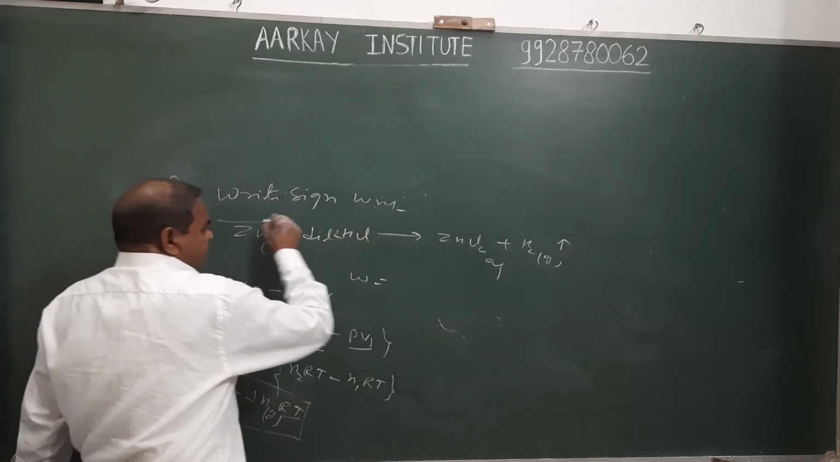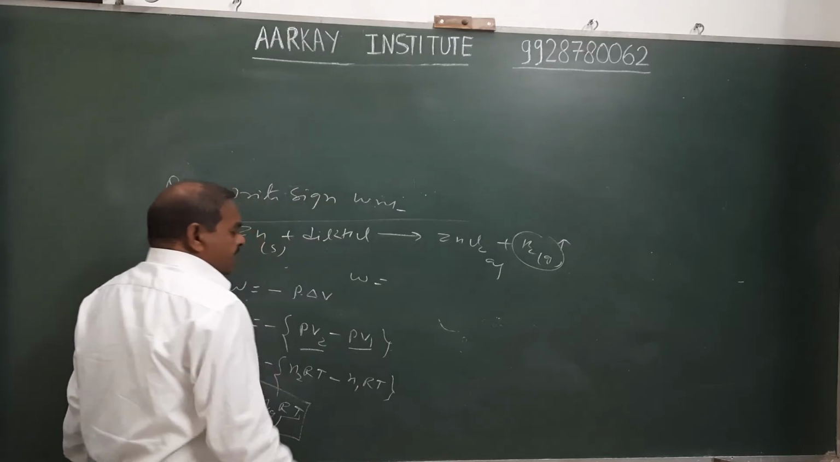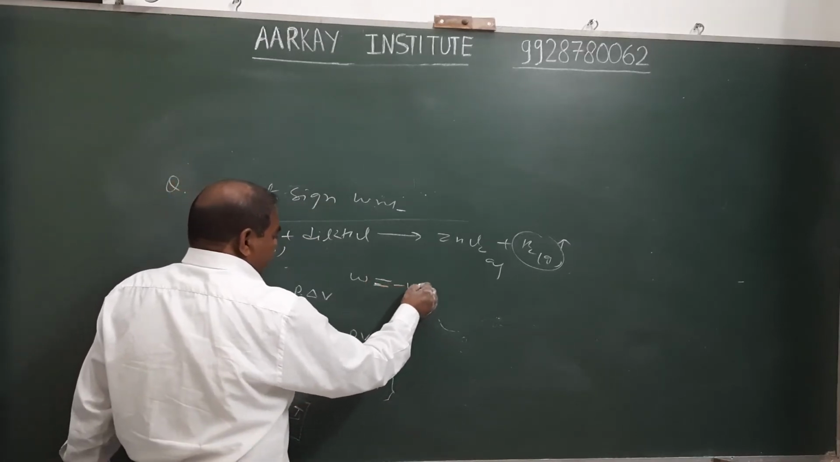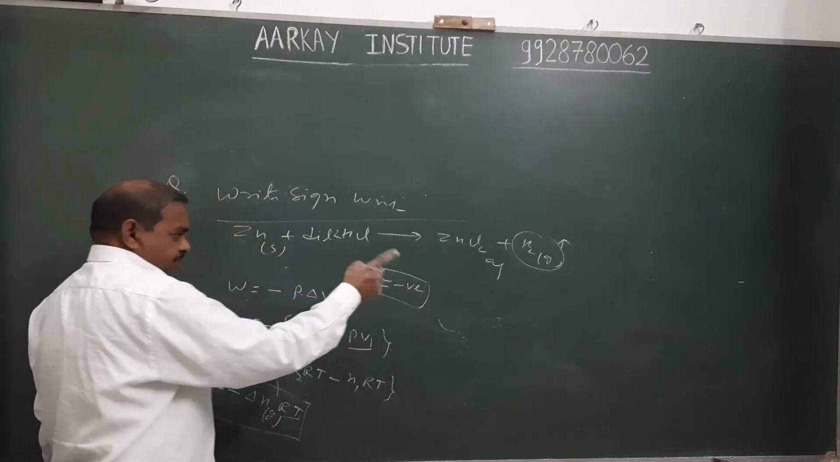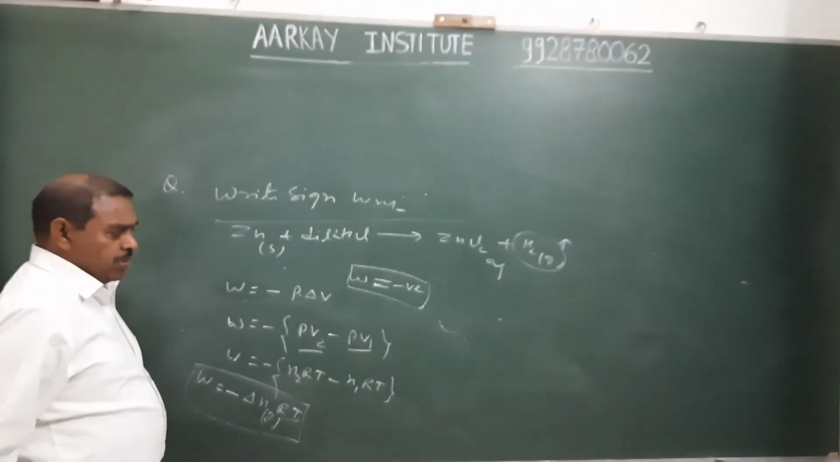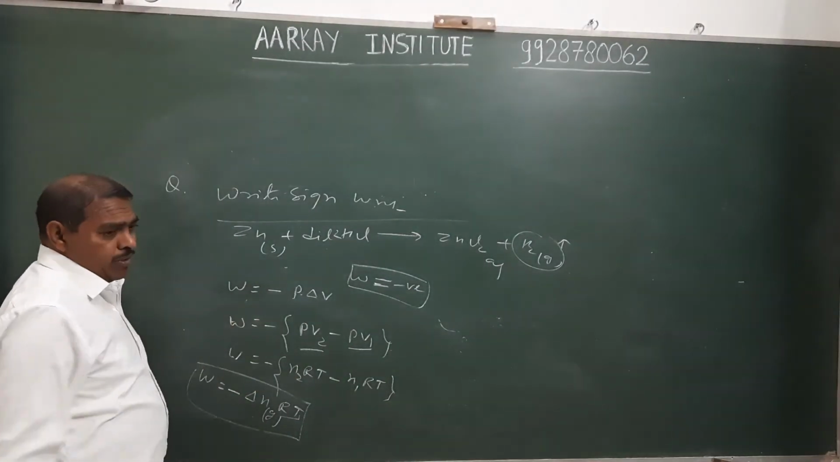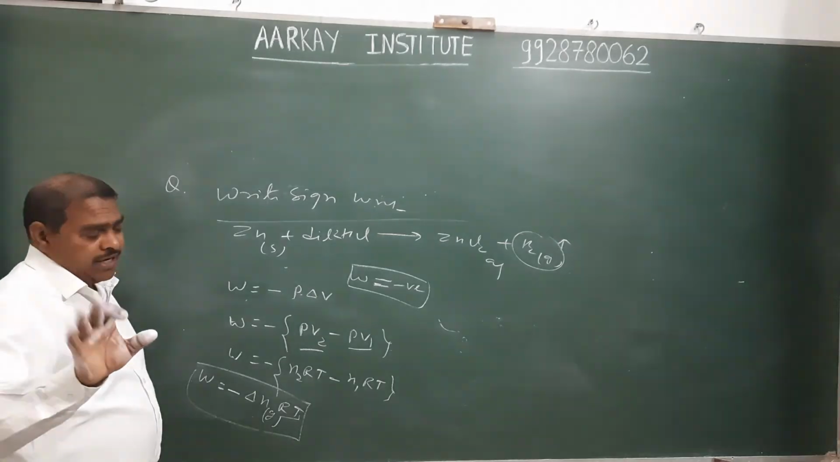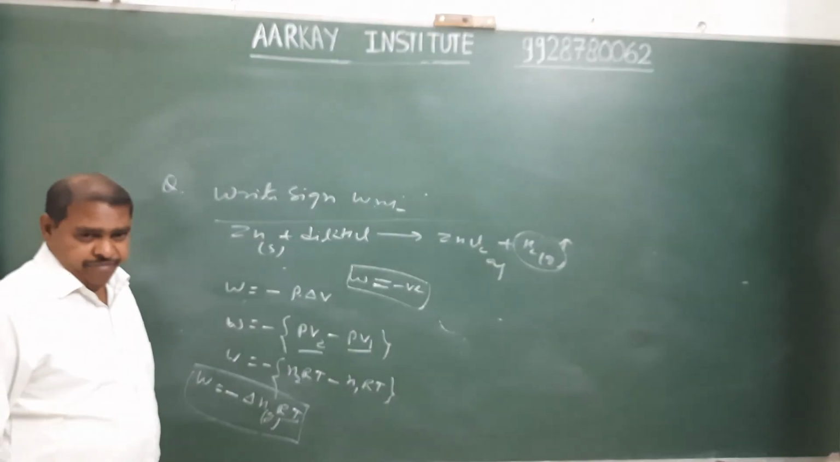In this reaction, expansion takes place. Therefore, the sign of work is negative. Expansion takes place, which increases the volume of the product. The volume of product is greater than the volume of reactant. It means expansion takes place, and hence the sign of work will be negative.